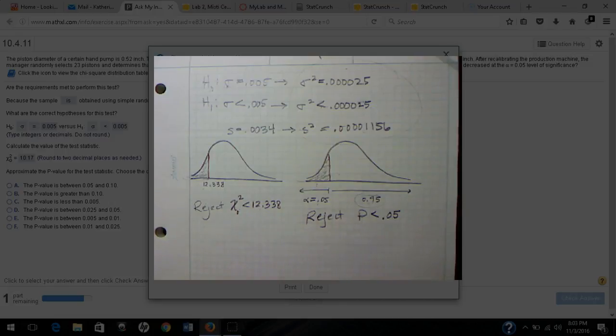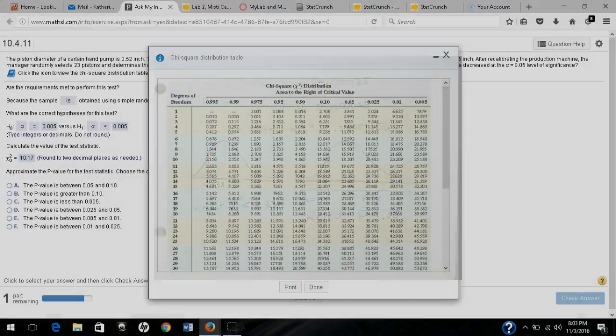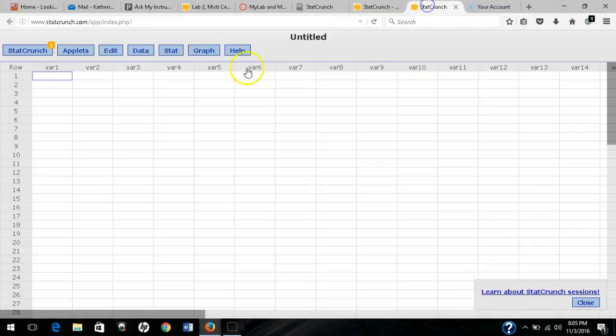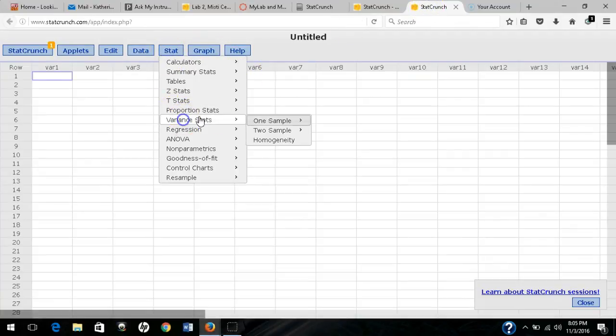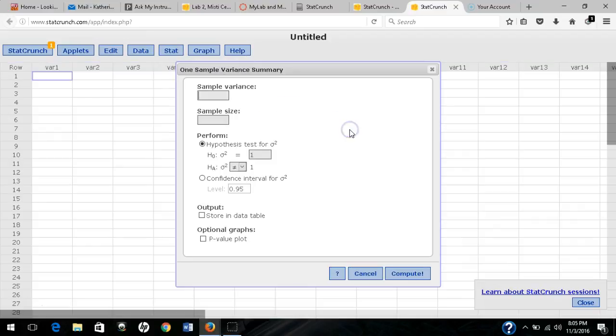So what we're going to do is switch back to my screen here. We're going to go to StatCrunch, and we'll go to Stat, Variance Stats, one sample with summary. Now the sample variance, I'm just going to put 0.0034, and I'm going to use a caret and square that right there. Sample size is 23. Notice that sample size, not degrees of freedom. The hypothesis test, my test value is 0.005 squared. So I'm just going to square that right in the text box there. And then I'm going to also include a p-value plot.